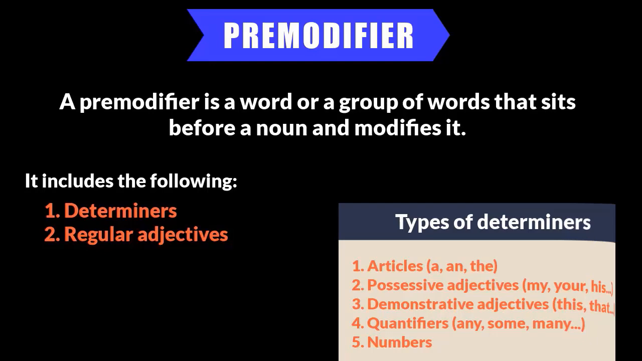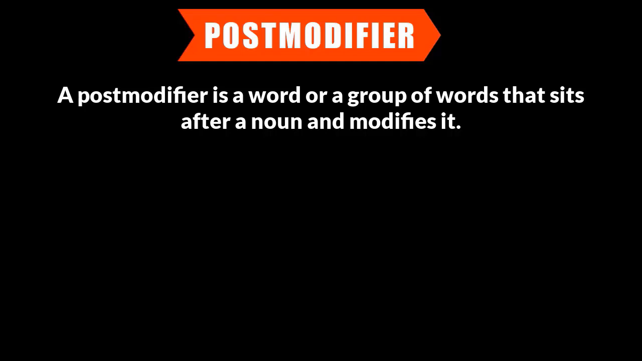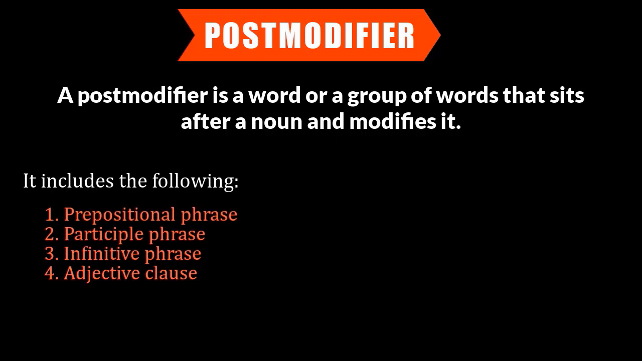Now, in a post-modifier, what is a post-modifier? It's an adjective that comes after a noun. It's something that modifies a noun and sits next to it. Now, what can be a post-modifier? It can be a participle. It can be a participle phrase. It can be a prepositional phrase. It can be an infinitive phrase. It can be an adjective clause, right? So all these things you see on the screen can function as a post-modifier, right?